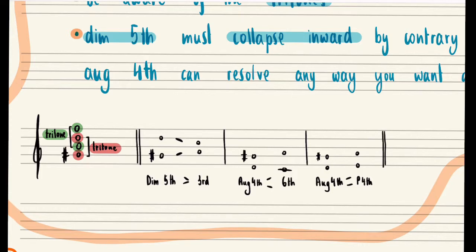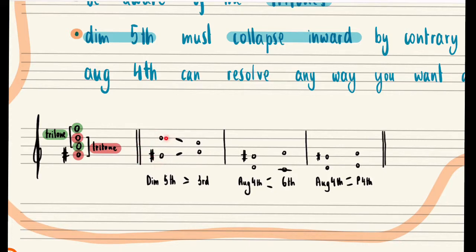The one that is between the root and the 5th is G sharp and D, and it is a diminished 5th. Because if we go step by step, G, A, B, C, D, this is 5 notes. So G to D would be a perfect 5th. If I raise the bottom note, this is a diminished 5th. So G sharp to D is a diminished 5th. And as such, it has to collapse inward. So the voices have to move in contrary motion in order to create a 3rd. So the 3rd is the only possible resolution of the diminished 5th.